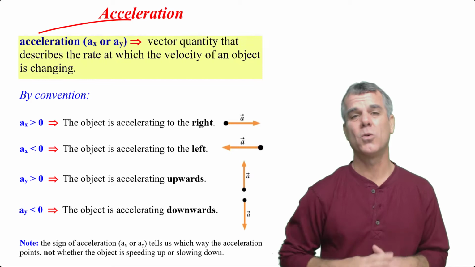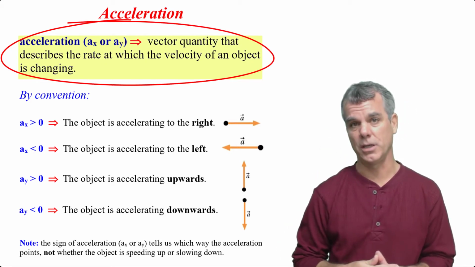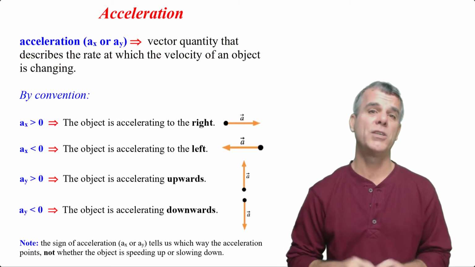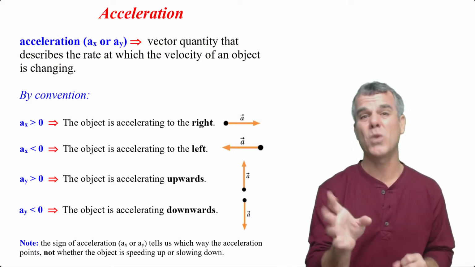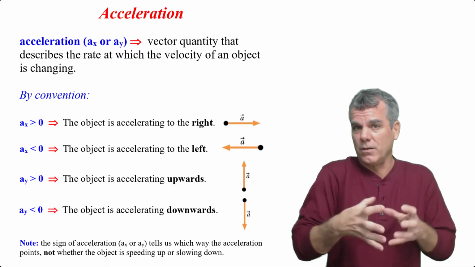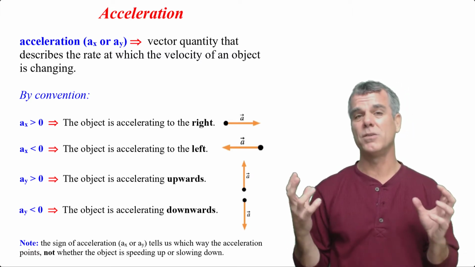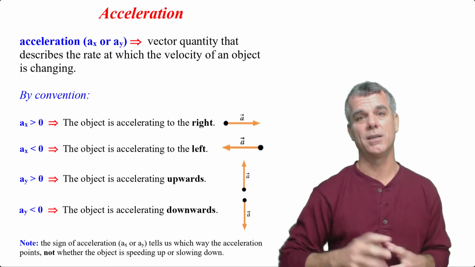Acceleration is a vector quantity that describes the rate at which your velocity is changing. To have a large acceleration means your velocity is changing very rapidly. To have a small acceleration means your velocity is changing on a longer time scale. And if the acceleration is 0, that means your velocity is not changing at all.